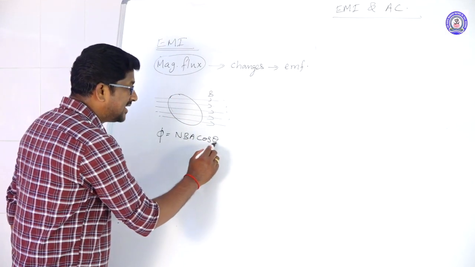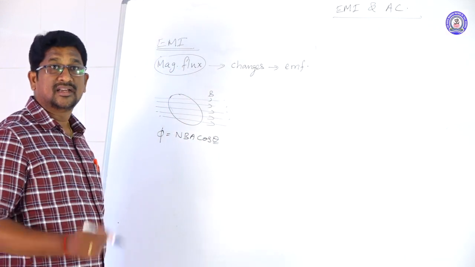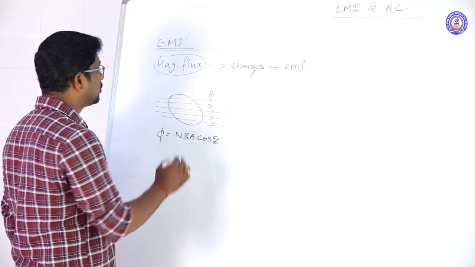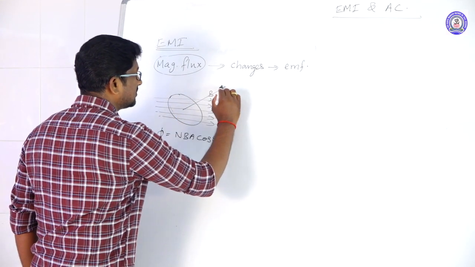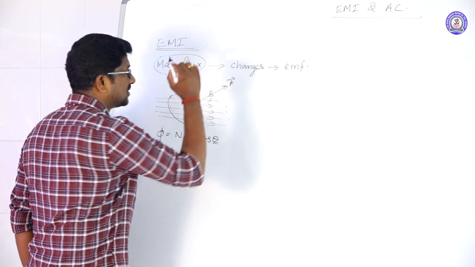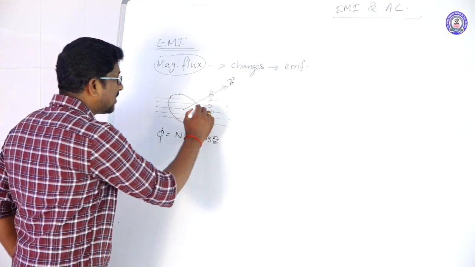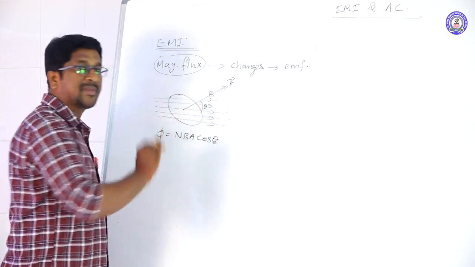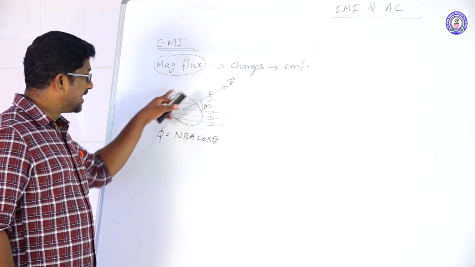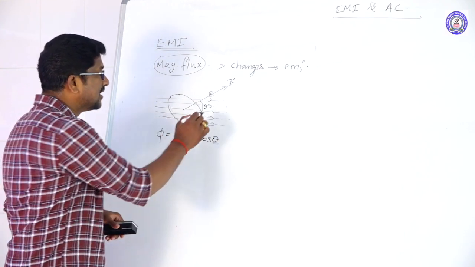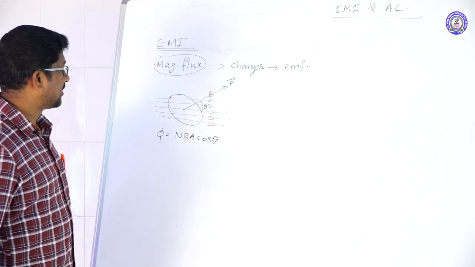And theta is the angle between the direction of the magnetic field and the outward normal drawn to the area. This is the outward normal line, which makes an angle of theta with the direction of the magnetic field. So N is the number of turns in the coil, B the magnetic field, A the area of the coil, and theta the angle between the direction of the magnetic field and the outward normal drawn to the area.